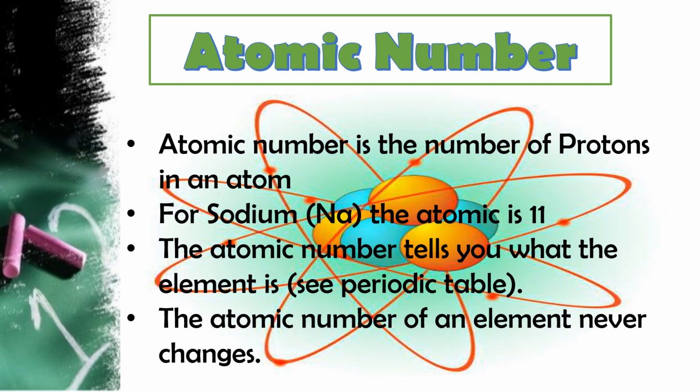Okay, class. So again, atomic number is the number of protons in an atom. For example, sodium has the symbol Na, and its atomic number is 11. The atomic number tells you what the element is. Later, we will try to find out if the atomic number for sodium is really 11. Now, the atomic number of an element never changes.